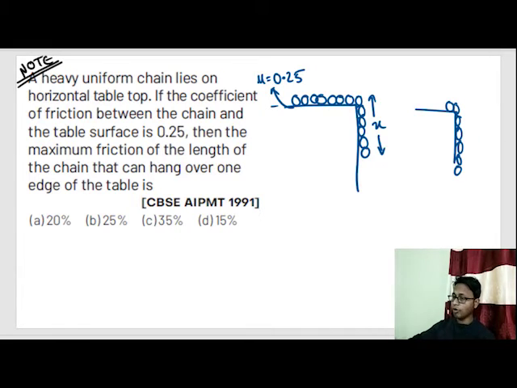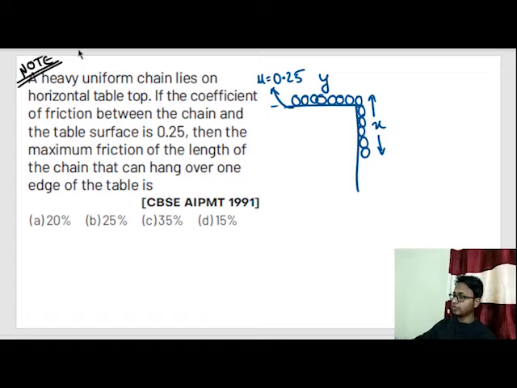Or else, if the opposite scenario was made, suppose this was the length of the chain and just one out here, that means the chain stays as it is. So the question is asking, what is the maximum value of x out here? What is the maximum value of length this chain can have so that it does not fall off the table? Okay.